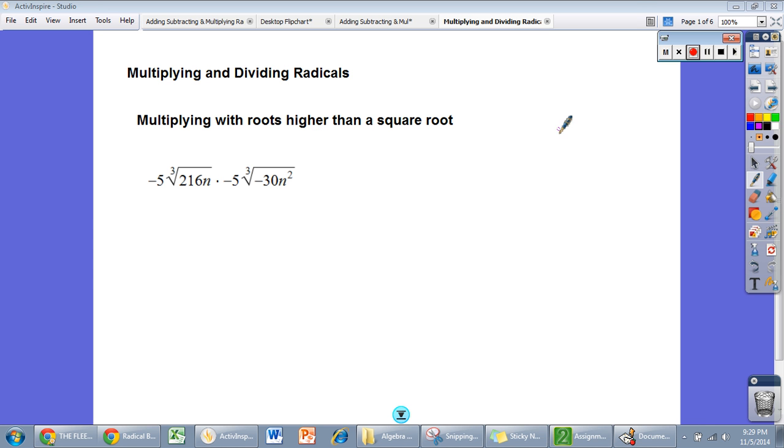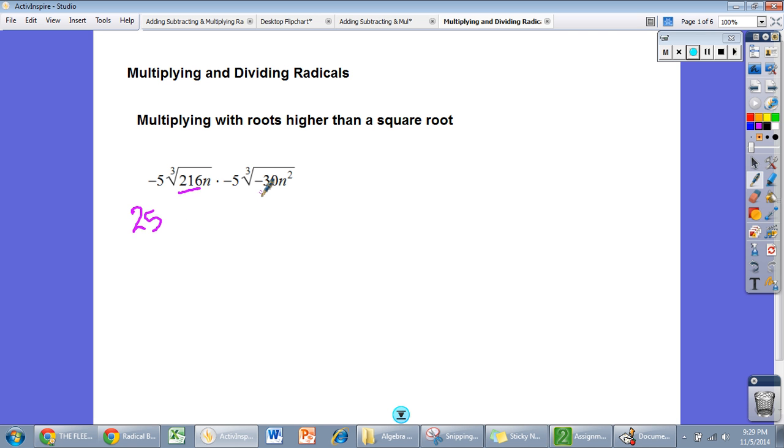This time I thought I would include multiplying with some roots higher than a square root, so we have some cube roots here that we're working with. Well, remember before, what's outside a radical gets multiplied by what's outside a radical, being that we have like radicals. So the -5 and a -5 make positive 25.